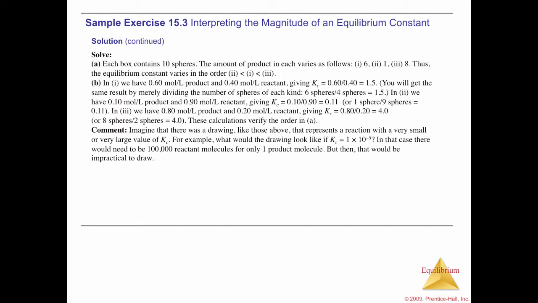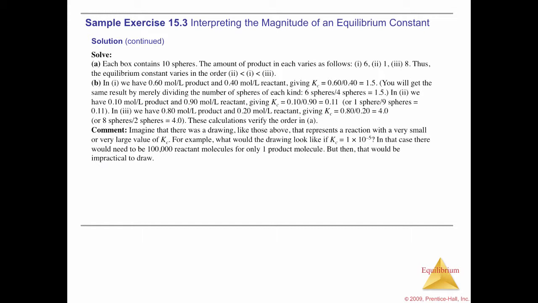Each box contains 10 spheres. The amount of product in each varies as follows. Box 1, 6, box 2, 1, and box 3, 8. Thus, the equilibrium constant varies in the order 2 is less than 1 is less than 3.